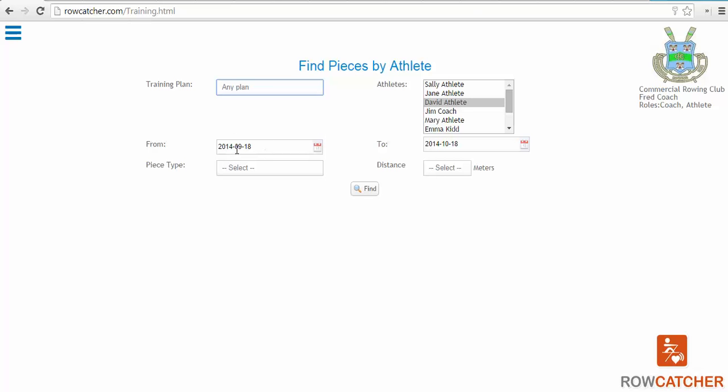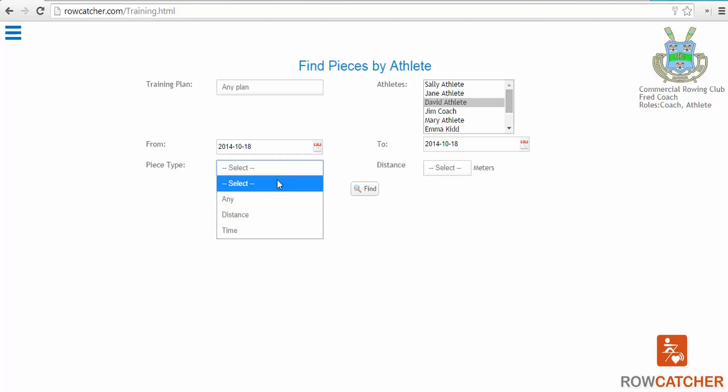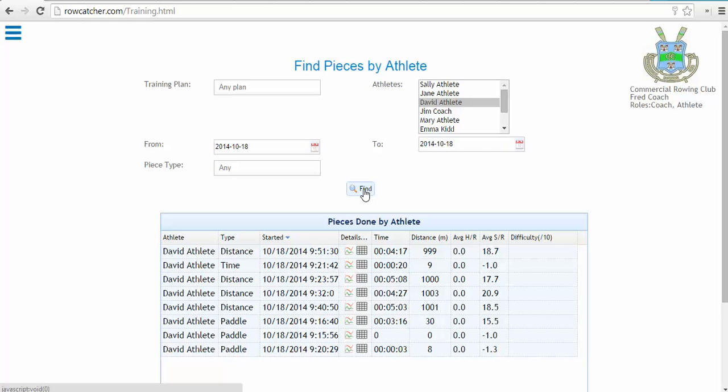And I know that the session was done today, so I'm just going to put in the 18th of the 10th. And the pieces that I'm looking for could be any pieces, whether distance pieces or time pieces. I want to see all of the ones that David performed today. So if I click on find, I find all the various different pieces that he's done.